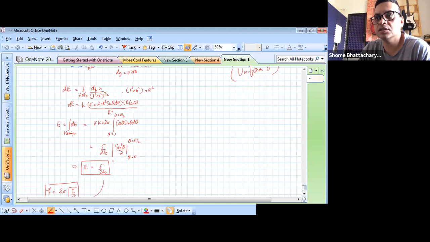It should be sigma by 4 epsilon naught. Yeah, sorry, this is half. So this is sigma by 2 epsilon naught into 1 by 2. So it is sigma by 4 epsilon naught. Just make a correction here.